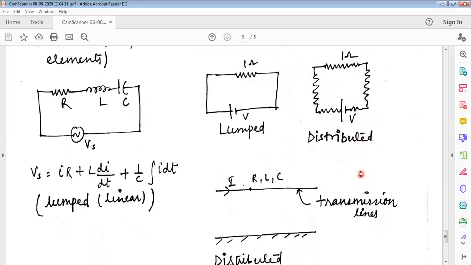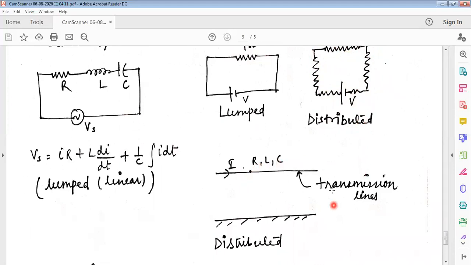Another example of distributed parameters is transmission lines, long transmission lines. In long transmission lines, these R, L and C are distributed parameters. These are present along the entire length of the transmission lines. So in long transmission lines also, you cannot apply the KVL and KCL. For solving transmission lines mathematically, we assume only a part of the transmission line, and there we assume these parameters as lumped parameters. Then only we are applying the KVL and KCL. Otherwise, for long transmission lines, you cannot apply the KVL and KCL.